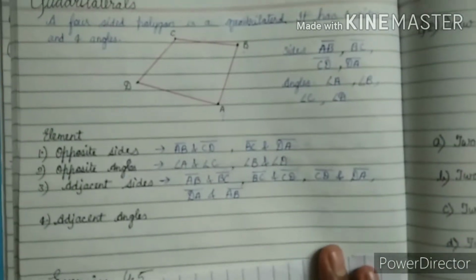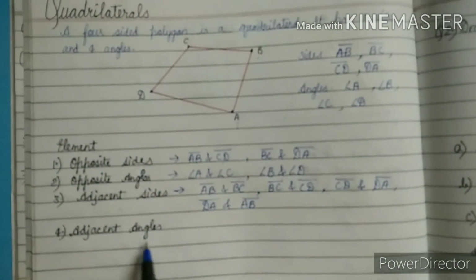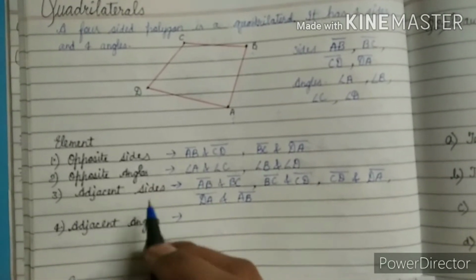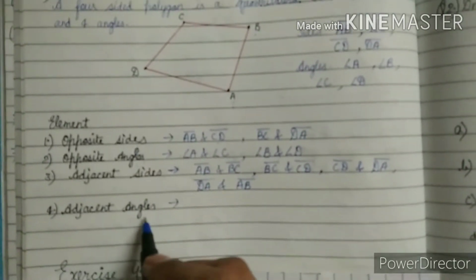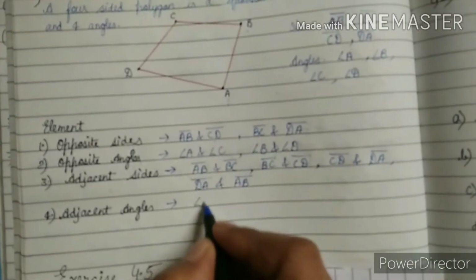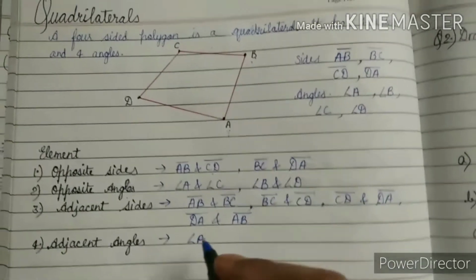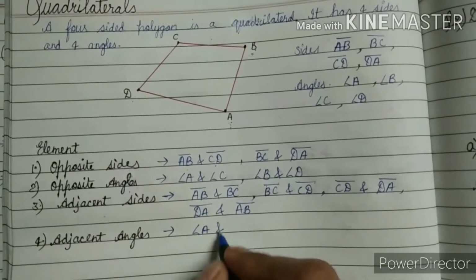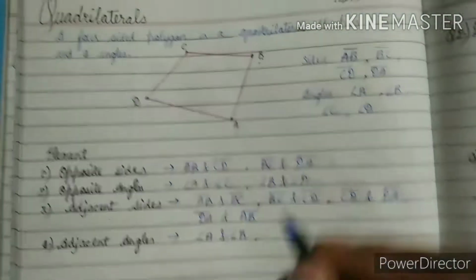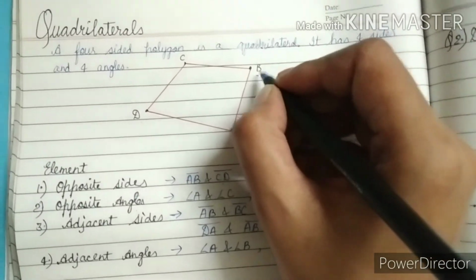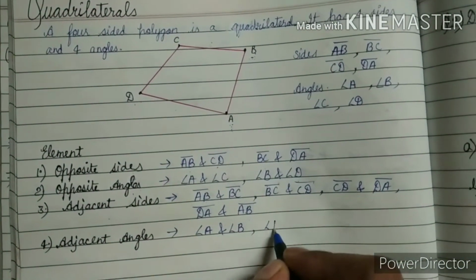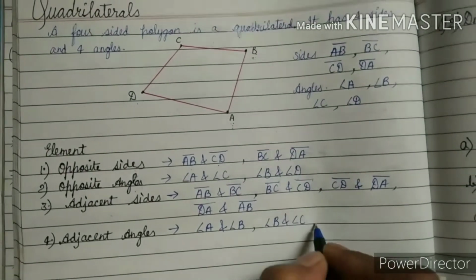Now the next topic is adjacent angles. Same as we did for adjacent sides, we will do for adjacent angles. We will start from angle A. Angle A's first neighbor is angle B, so angle A and angle B. Now who is the neighbor of angle B? First is angle C. Angle B's neighbor is angle C.